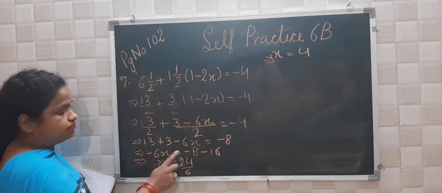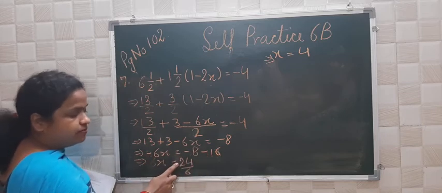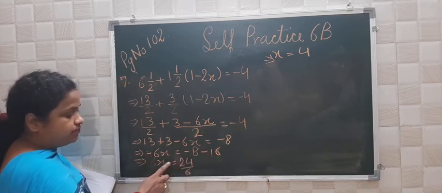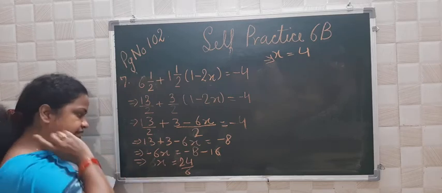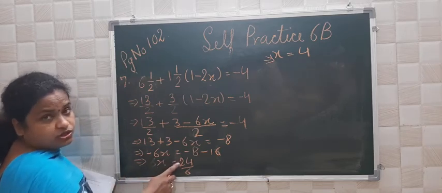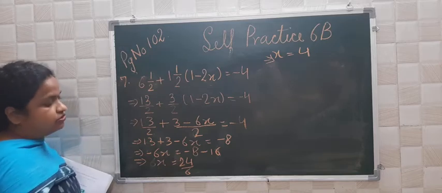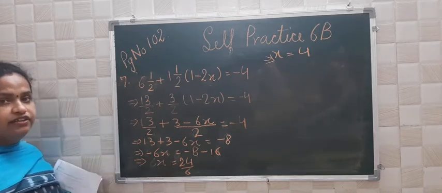Minus 6x is equal to minus 8 minus 16, which is equal to minus 24. Now you see minus will be on both the sides, so I have cancelled it and I have divided. x is equal to 24 by 6. We know that 6 4s are 24.